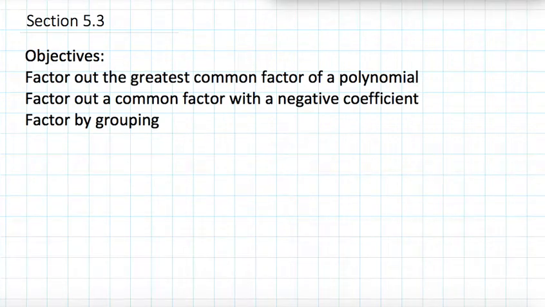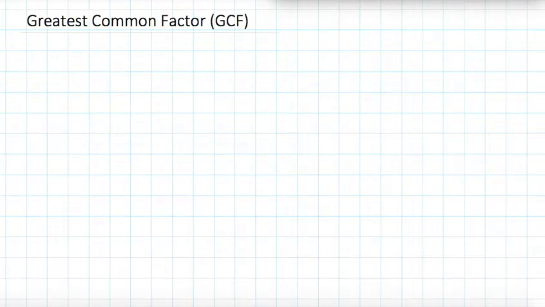This video is for section 5.3. Our objectives in this section are to factor out the greatest common factor of a polynomial, factor out a common factor with a negative coefficient, and factor by grouping. So we're going to start by looking at the greatest common factor.